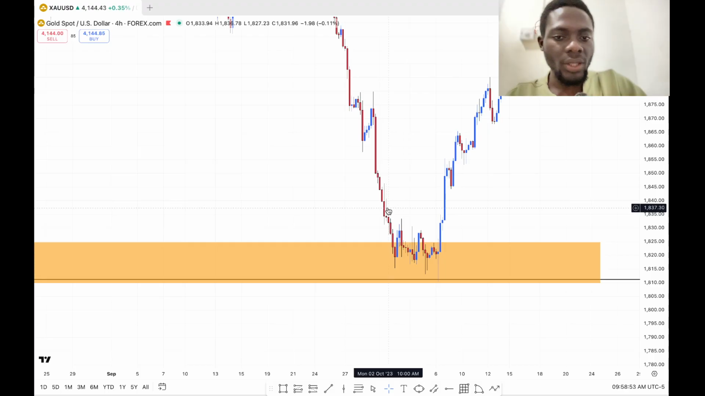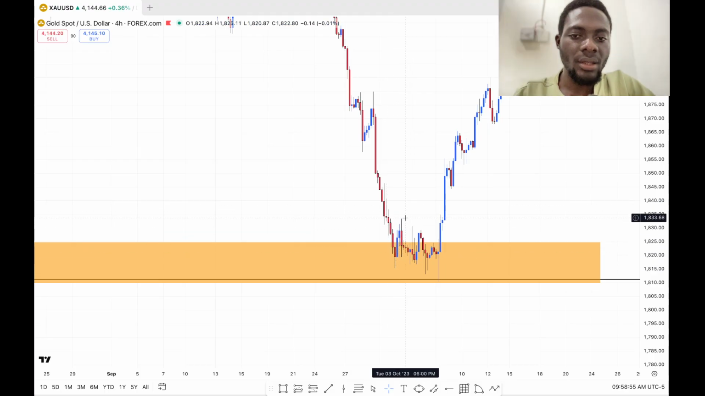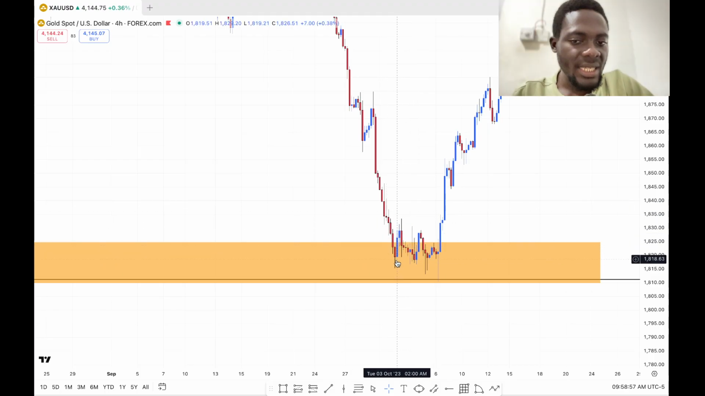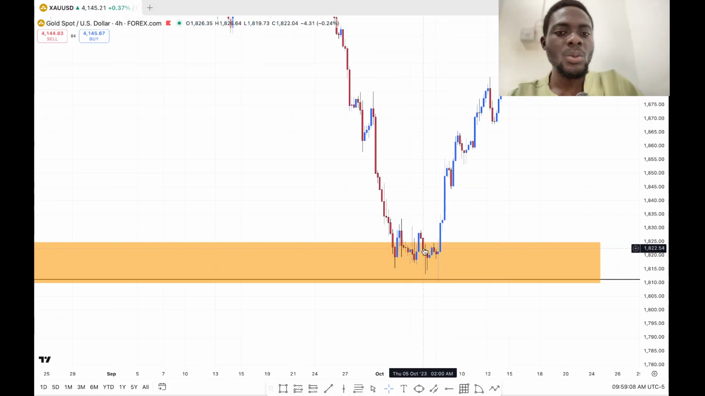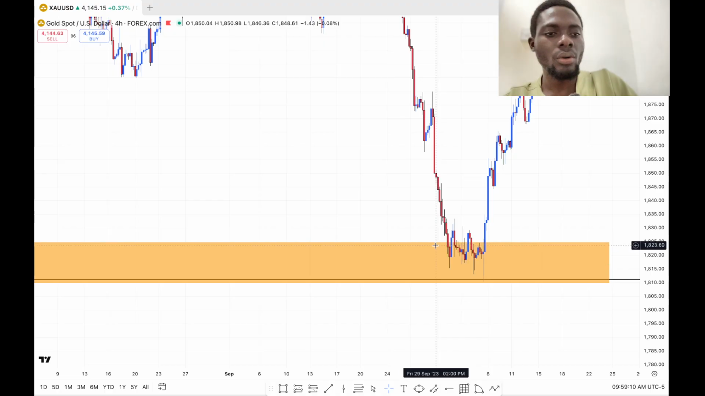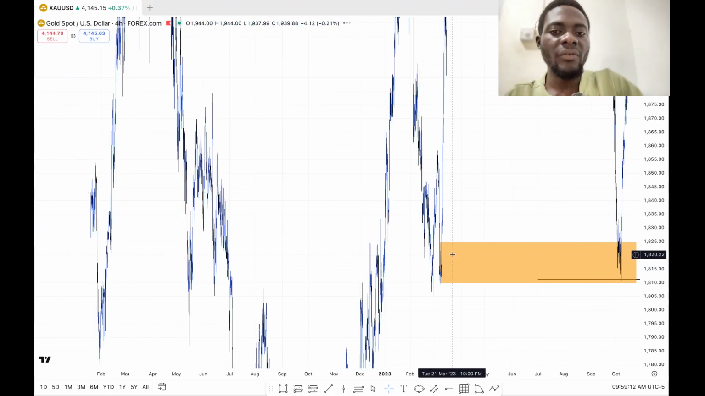It broke that level, came down again, and then what did it start doing? It started consolidating. So you can see a reaction off of this place. Now, you would ask, okay, why didn't the market come back to this order block over here? It's because we've already visited this order block, the previous one. We've already visited this one.